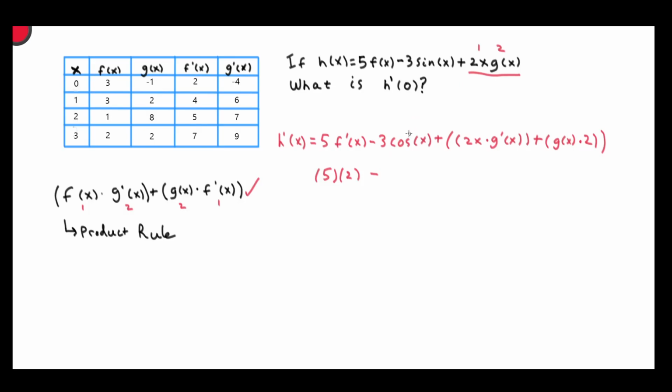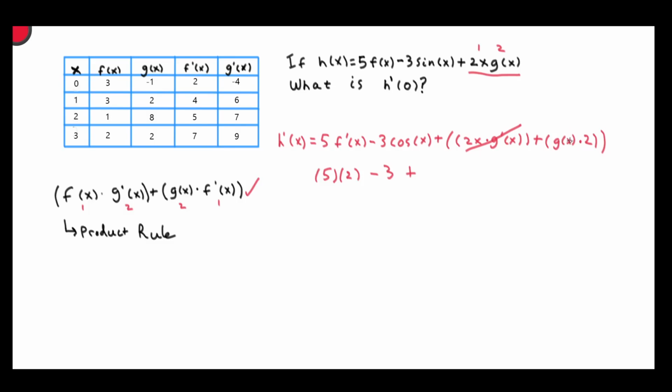Now cosine of 0 in this case is just 1. So 1 times negative 3 is just negative 3. Now looking at our product rule here, 2 times 0 is 0, times the derivative g prime of x, so we can just cancel this out. And that gives us this value here.